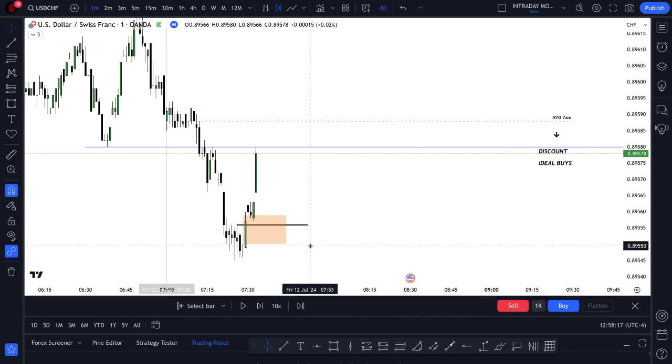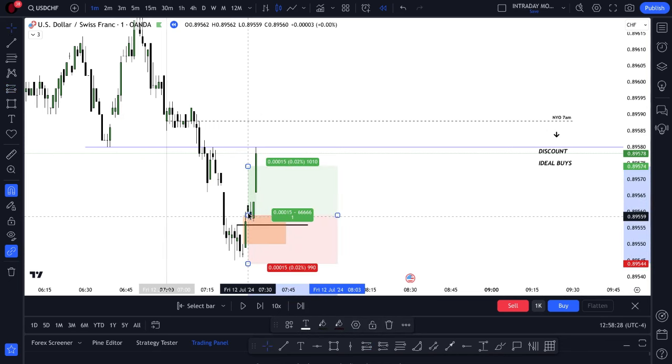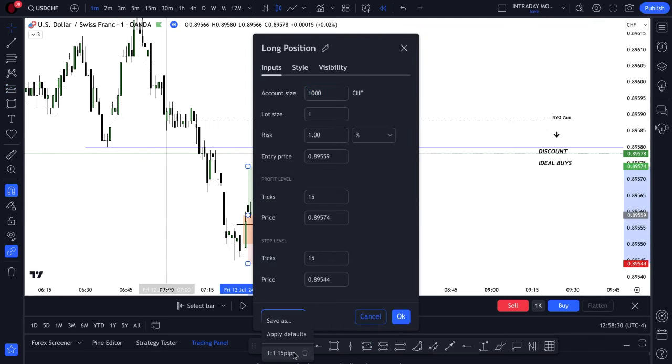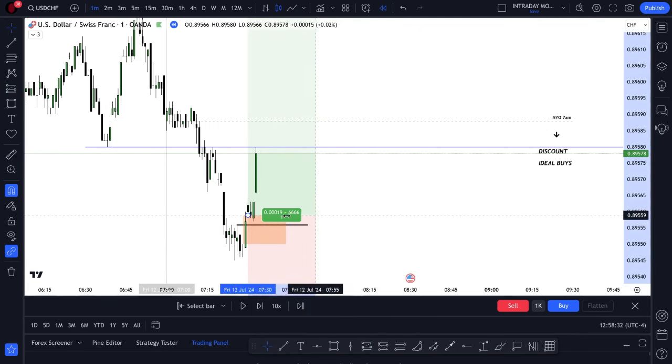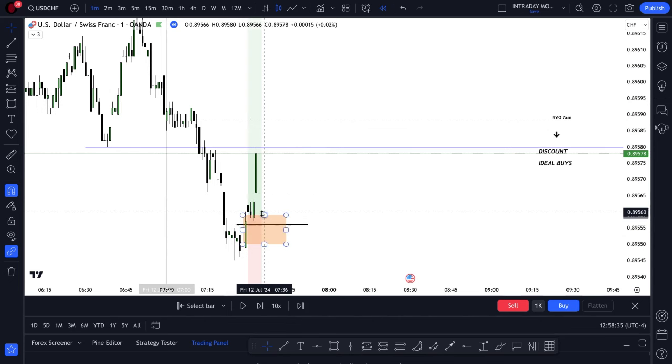Same thing, vice versa. It's better to buy down here than to buy up here above the open. You don't want to buy in a premium. That's ludicrous. You want to buy in a discount. So this is where the idea would have formed. That's that one-to-one. As soon as it taps the beginning or the premium side of that fair value gap, that's where you're looking to go long.